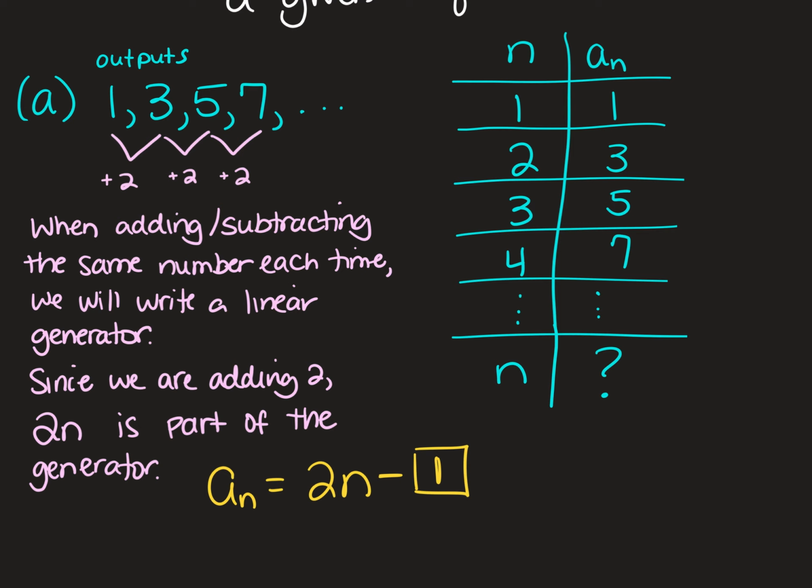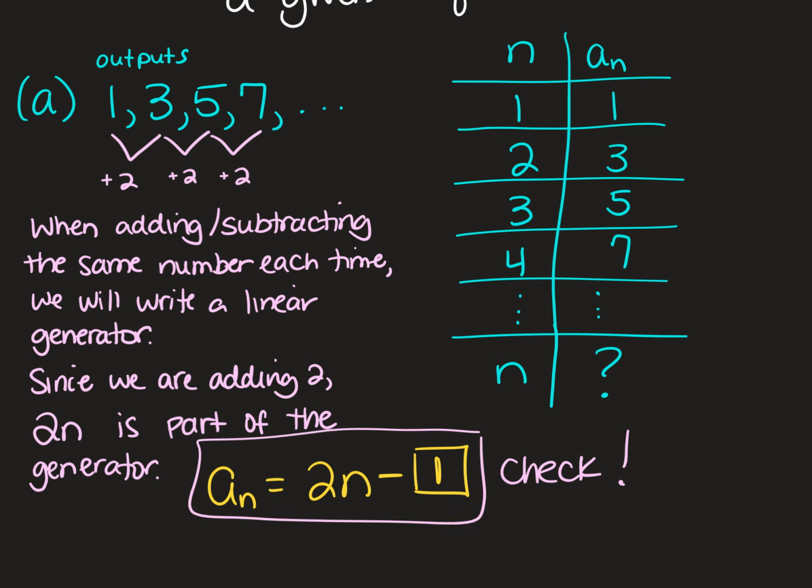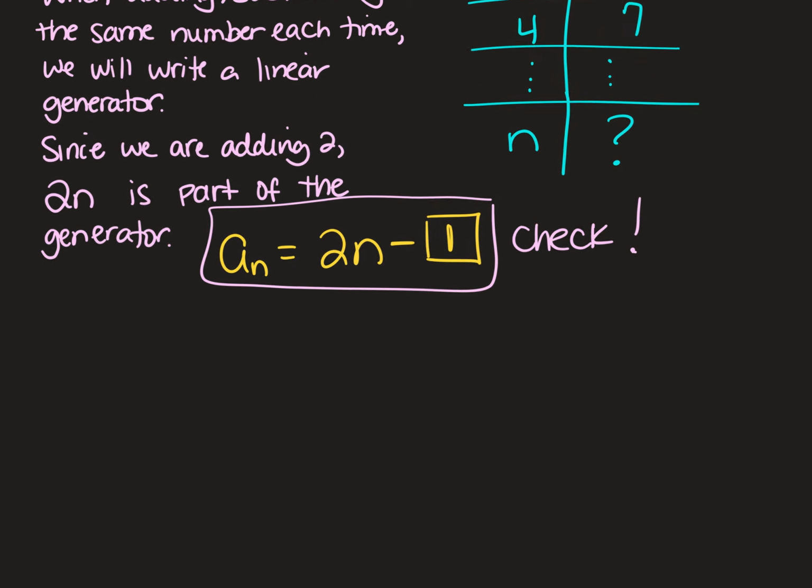So if I plug in 1, 2 times 1 is 2, minus 1 gives me an output of 1. If I plug in 2, 2 times 2 is 4, minus 1 gives me an output of 3. Okay, so it's important that you check to make sure your generator actually works. But this is our generator: a sub n equals 2n minus 1. No algebra there, really. You could do this algebraically. There's many ways that you could do this algebraically, but that's just my approach for that particular problem.